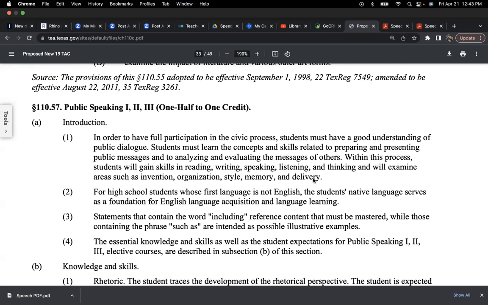Within the process, students will gain skills in reading, writing, speaking, listening, and thinking. And we'll examine areas such as invention, organization, style, memory, and delivery. So for your courses, there's going to be a lot of you creating opportunities for them to read, to write, to speak, to listen to each other. Like I said, those think-pair-shares.